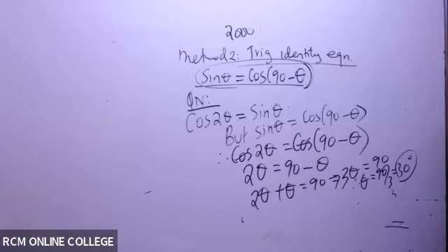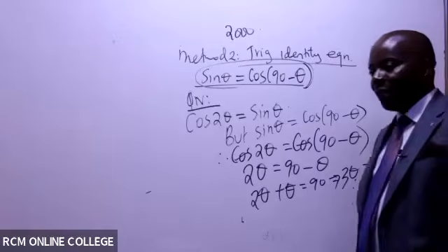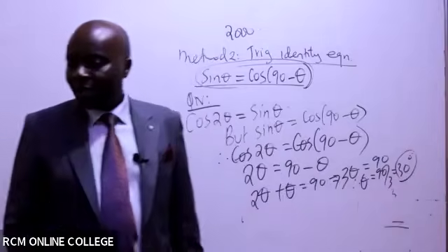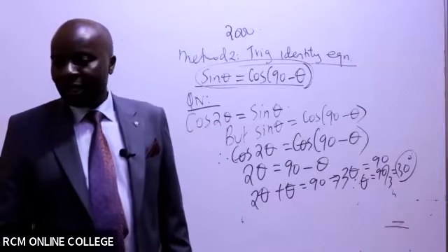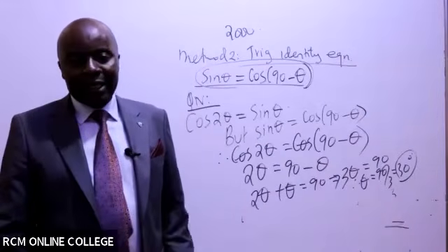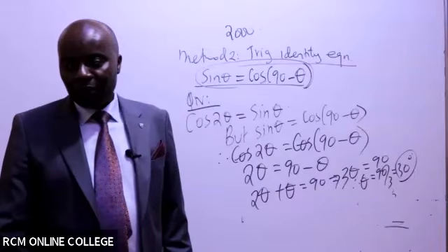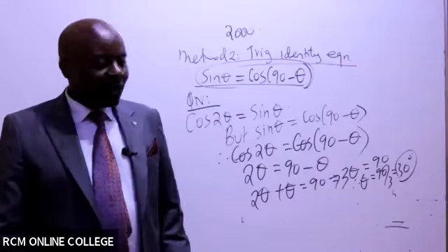30 degrees, yes. Bryson, yeah, 30 degrees. So theta is 30 degrees. Hello, Elsie, great. 30 degrees.